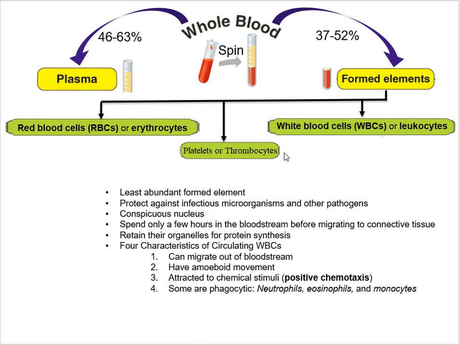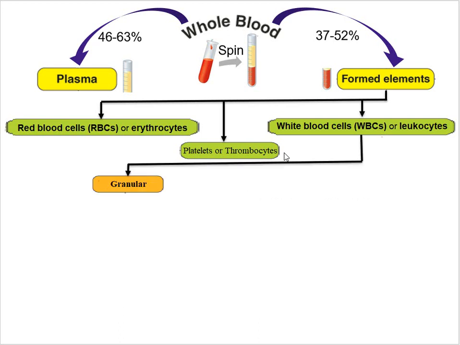There are different types of white blood cells that we're going to discuss. Some of those white blood cells have the ability to become phagocytic cells. For example, those cells include neutrophils, eosinophils, and monocytes. The white blood cells are divided into two groups: granular and agranular. Granular simply means that the cells have tiny granules or tiny vesicles in their cytoplasm. And agranular means the cells don't have any granules in their cytoplasm.